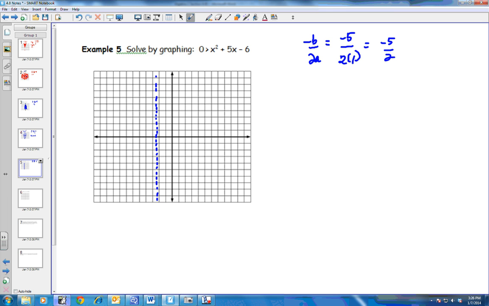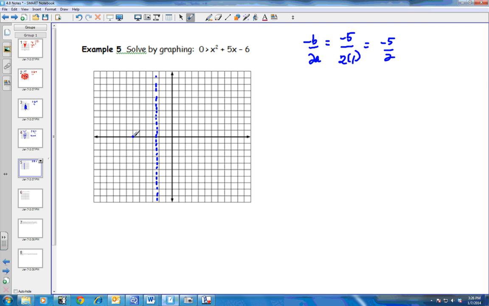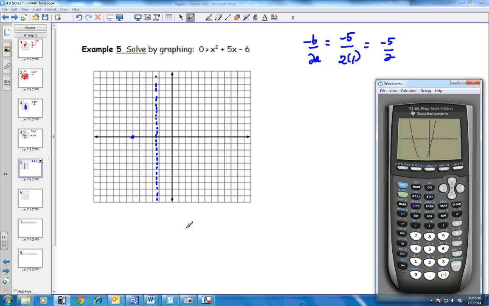All right, I'm going to go to my calculator, y equals. Okay, I'm going to type that in, x squared plus 5x minus 6. This is what the graph looks like. Let's go ahead and find where it crosses the x-axis. 1, 2, 3, 4, 5, 6. And at 1.